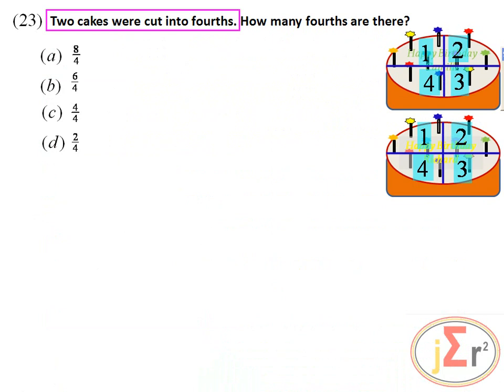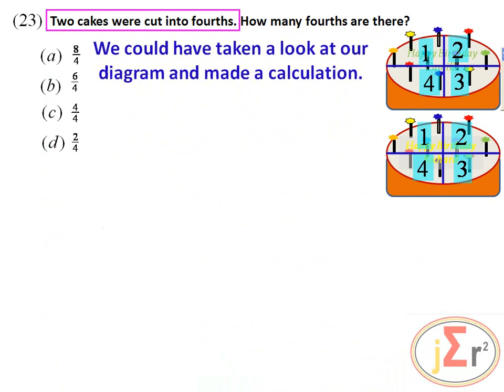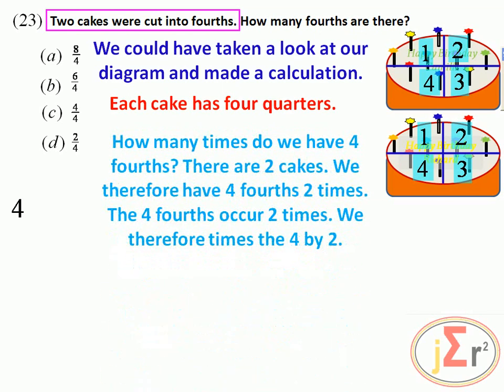Two cakes were cut into fourths. We could have taken a look at our diagram and made a calculation. Each cake has 4 quarters, as we have them right there. How many times do we have 4 fourths? There are 2 cakes. We therefore have 4 fourths occurring 2 times. The 4 fourths occur 2 times.